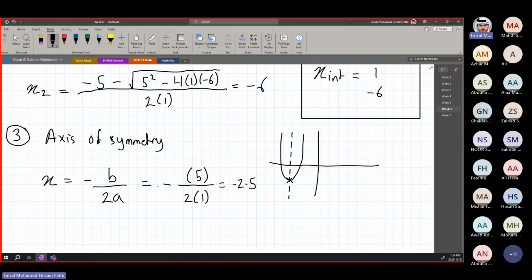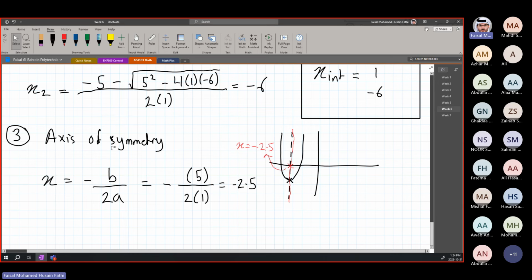What does this mean? This means that this point over here, where the axis of symmetry is, is minus 2.5. So x here is equal to minus 2.5. We're on the x-axis. So this axis of symmetry, all of it, is a vertical line that goes through x equal to minus 2.5. So we found our axis of symmetry.